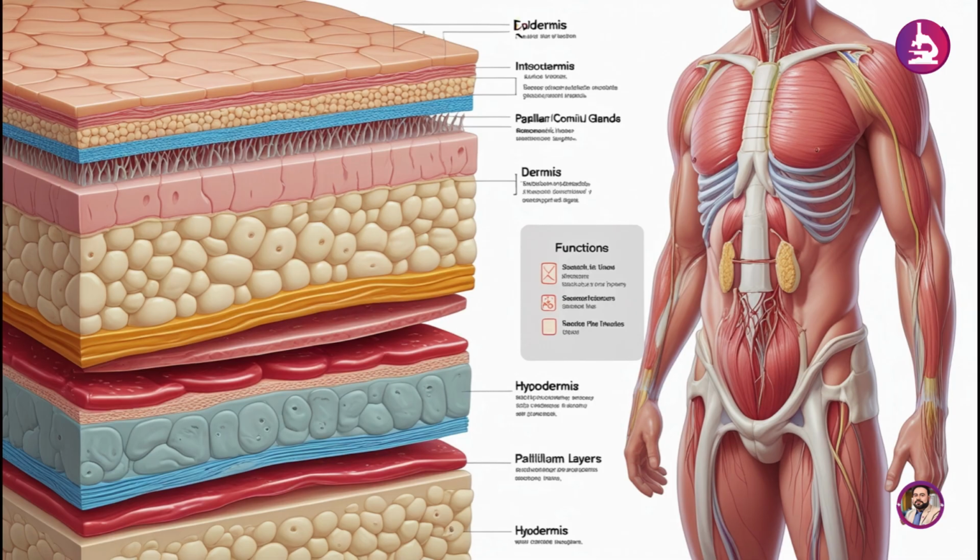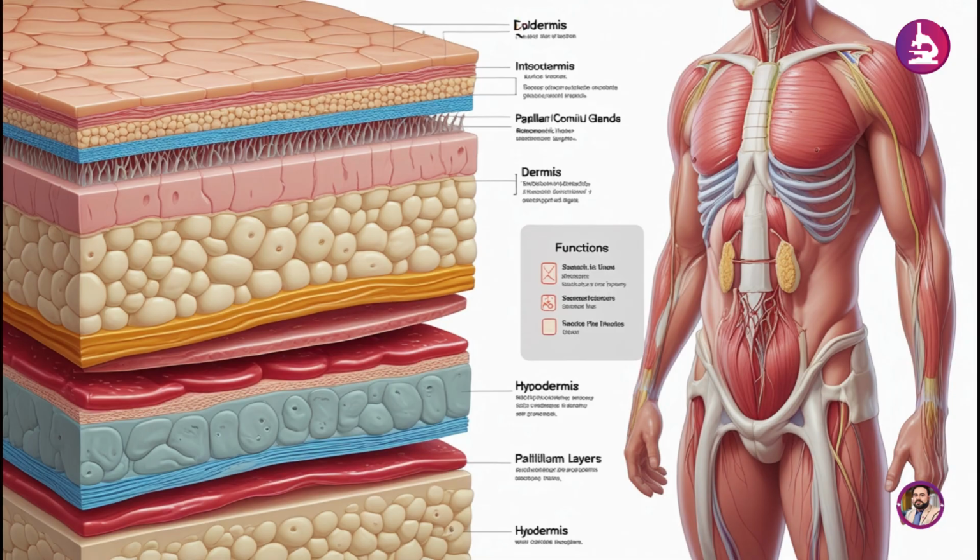Layers of the skin. Epidermis, the outermost keratinized stratified squamous epithelium, providing waterproofing and barrier functions. Dermis, the thick connective tissue layer housing blood vessels, nerves, and appendages. Hypodermis, subcutaneous layer of fat-storing connective tissue that insulates and anchors skin to underlying structures.